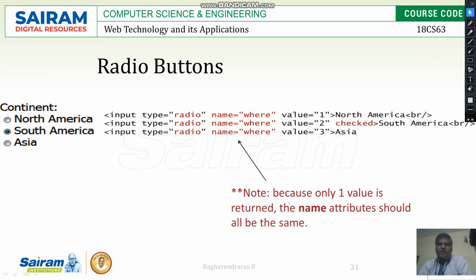So here input type is radio, the same thing. The only difference here is that it is checked. Okay. So input type is radio, name is where, value is 1, checked is written. So when checked is written, you see that here it is already selected. So that is the advantage of default selections like that.